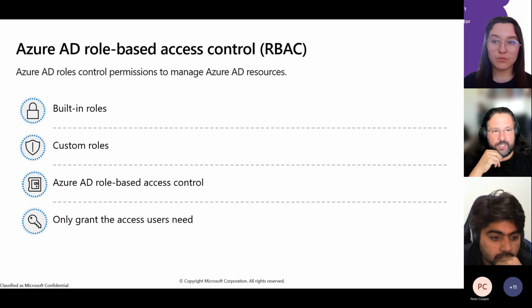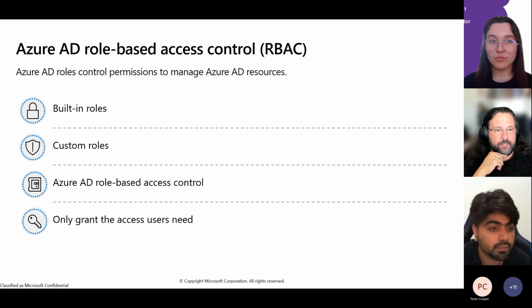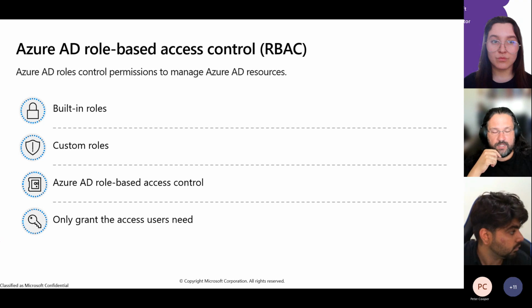And you can also do things like assign an Azure AD role to a security group, and then you can add the user to the security group. So you can use a similar model as the more legacy RBAC. And the thing is, you only want to grant access to the users that they need in order to do their job.